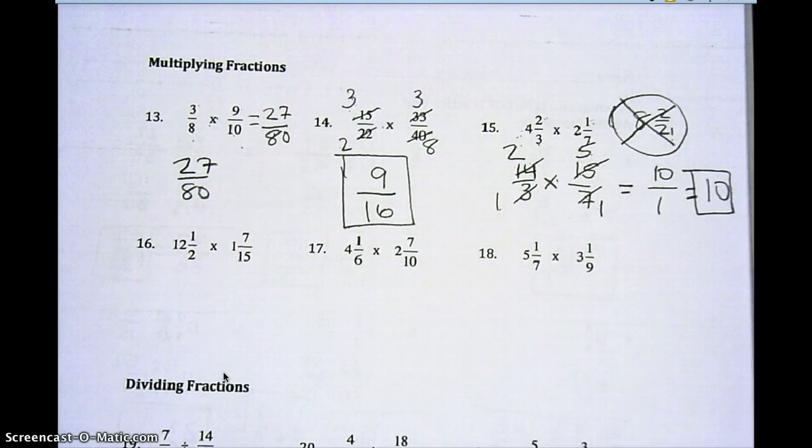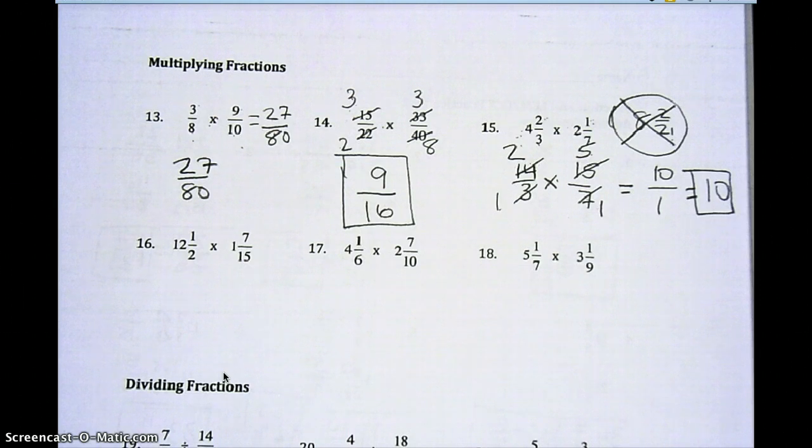Remember, you have to change the mixed numbers to improper fractions before I can multiply and reduce. Okay, now what I want you to do is turn off or pause the recording and see if you can do number 16.